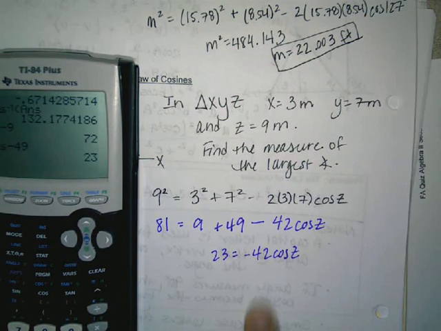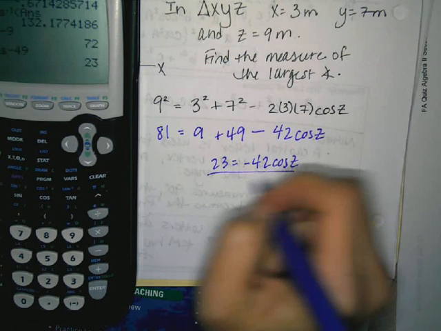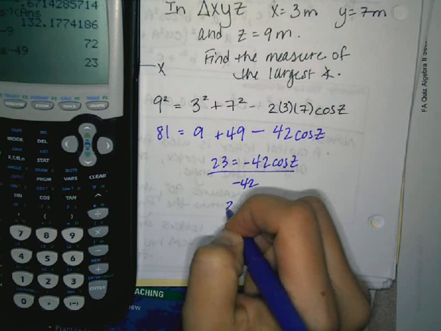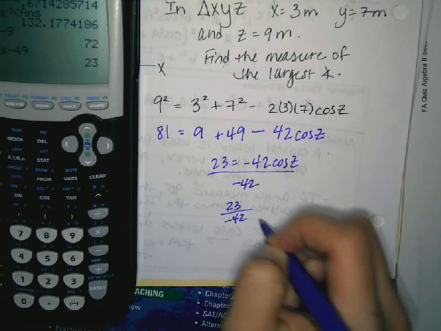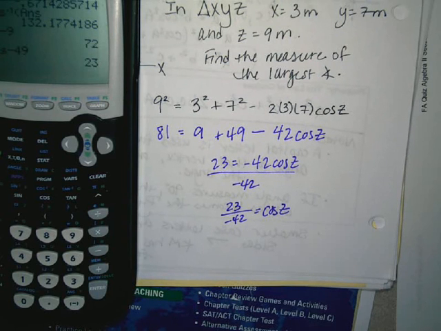I think some of us were ending up with 16 or something there. I'm not sure, but you should have negative 42. And then divide both sides by negative 42. And then you take the inverse cosine of both sides. Everybody following me here? Okay.